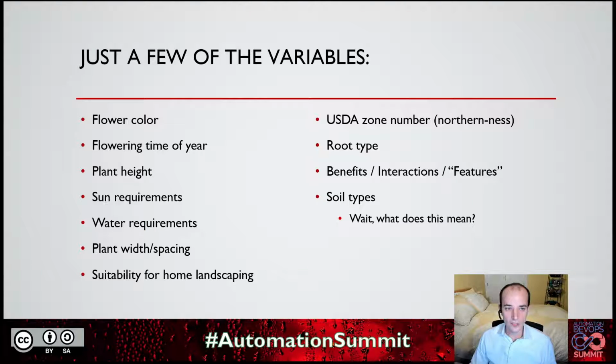So with that, you can kind of see that there's quite a number of variables, actually. We've got the flower color. Obviously, you can see that by looking at the picture of the flower. The time of year that it's expected to flower, the height of the plant, the sun requirements and water requirements, the plant spacing. In other words, if you're making a landscape architecture or a diagram, where should you place the plants? How densely should you put them in your yard? Is this plant typically suitable for home landscaping? The USDA zone number, which we already talked about, and the root type. Benefits, interactions, or features, those are the icons I was pointing out. And finally, soil types. I sort of looked at soil types and I'm like, what the heck does that mean?